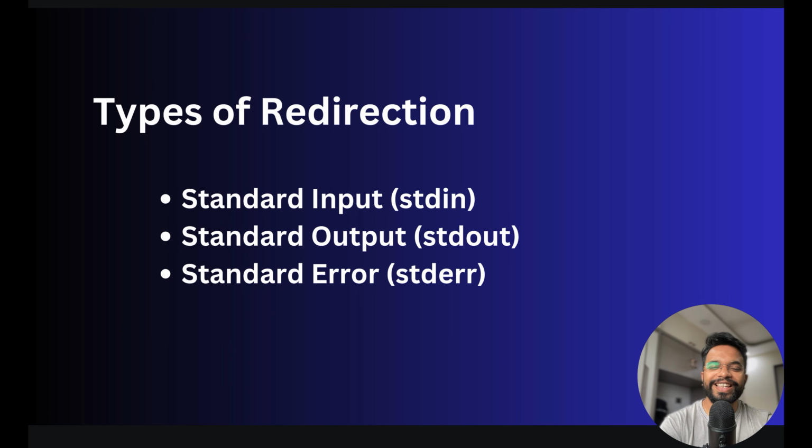If I read this file using the cat command, today date, it will give me the output of the date command. Now let's see the types of redirection. So there are three types: standard input, standard output, and standard error.